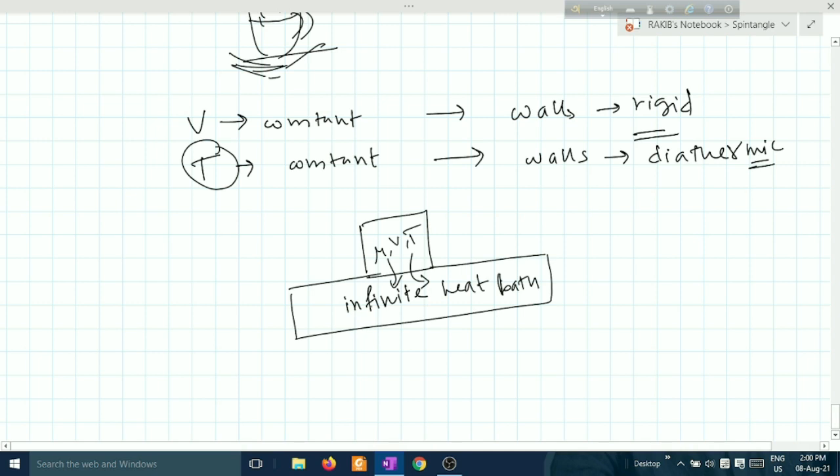This is the outline discussion of the three types of ensembles, and we will be discussing each of the ensembles elaborately in upcoming lectures. Now, up to this, thank you.